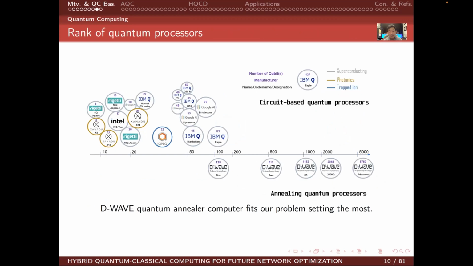You can see that for the most simple one, quantum annealing, they can indeed have a lot of qubits, 5,000. On the other hand, for the more general one, they just have a dozen qubits. So there's a trade-off. In this talk, because we are more network optimization people, in this tutorial we concentrate on quantum annealing by using D-Wave.